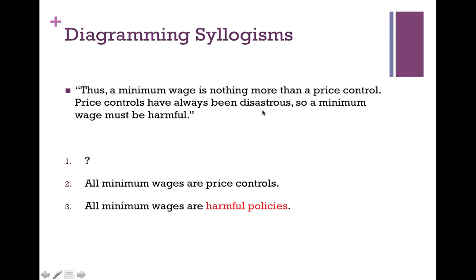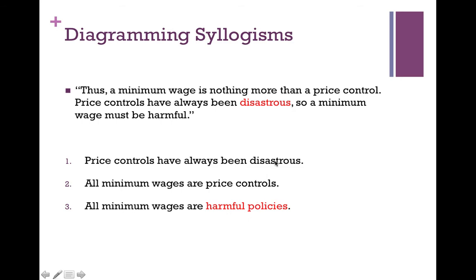But what we do see is a synonym for harmful, which is disastrous. Since disastrous and harmful basically mean the same thing, at least in this particular context, I don't see any significant reason to draw a big difference between the two. And for that reason, I believe that price controls have always been disastrous is our major premise. Now, just like before, we don't have our quantifier here. And the terminology is a little different. Our major term is harmful policies.